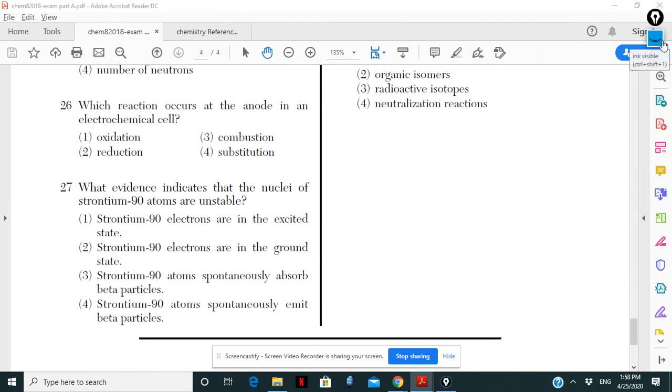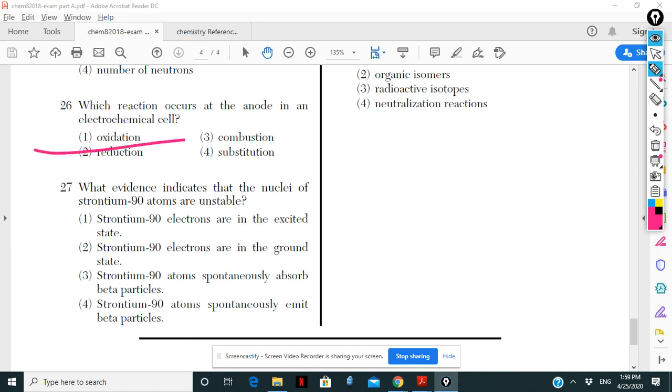Question number 26. Which reaction occurs at the anode in an electrochemical cell? Always at the anode, I have oxidation. And oxidation means losing electrons. Always losing electrons. Okay. So reduction is at the cathode, combustion is burning in oxygen, substitution is something changing or replacing something.